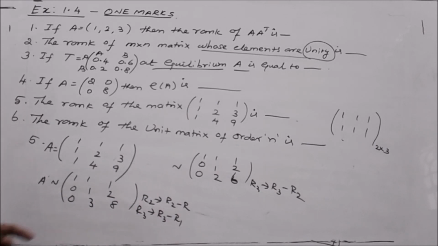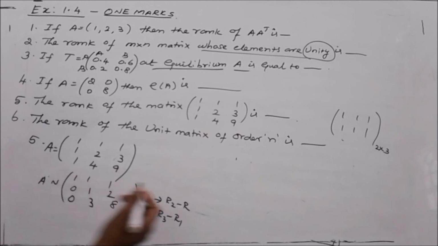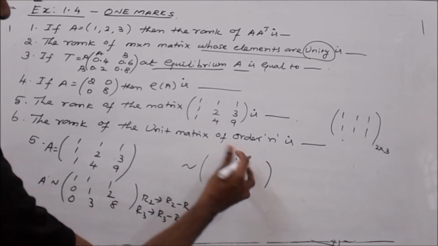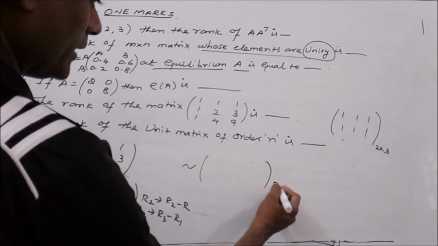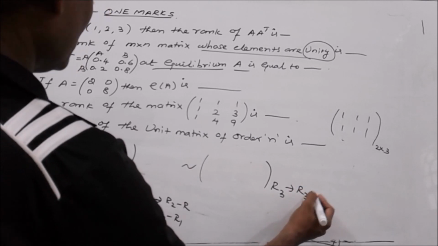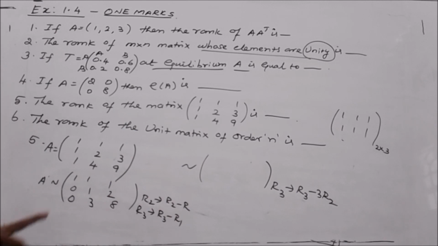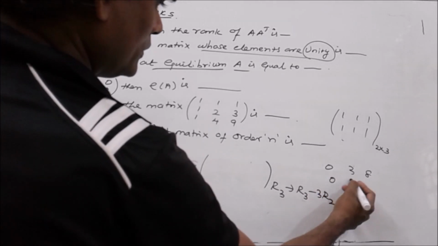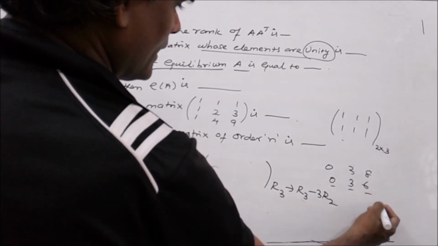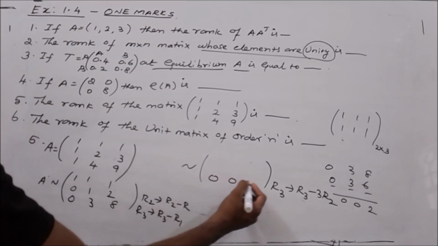Sorry, here we can conclude in a different way. Here we have 3, so multiply this by 3, then subtract. That will be easy for you to make that entry 0. R3 tends to R3 minus 3R2. So 0, 3, 8. Then multiply R2 by 3, 0, 3, 6. While subtracting, we have 0, 0, 2.